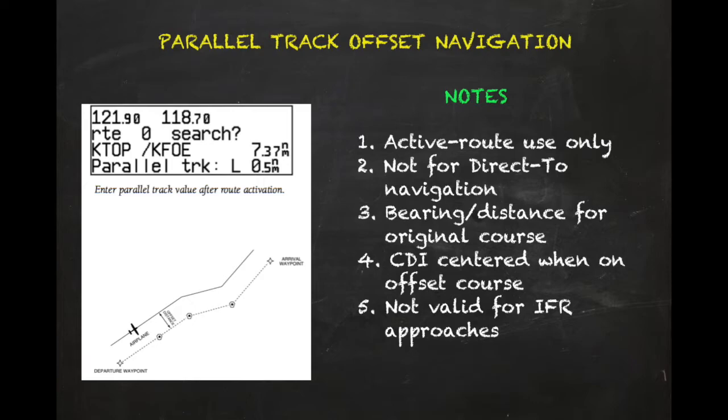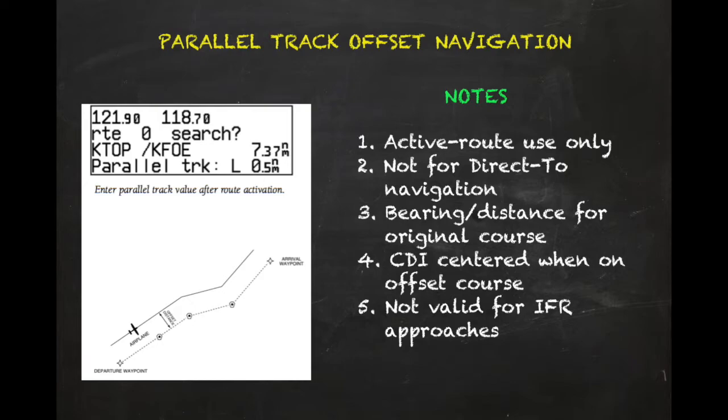On the route catalog page with Route 0 displayed, the parallel track fields appear on the bottom of the screen. Here you can specify an offset distance and direction from the active track to create a new parallel track. A couple of quick notes before we look at an example. Again, the parallel track option is only available for the active route.